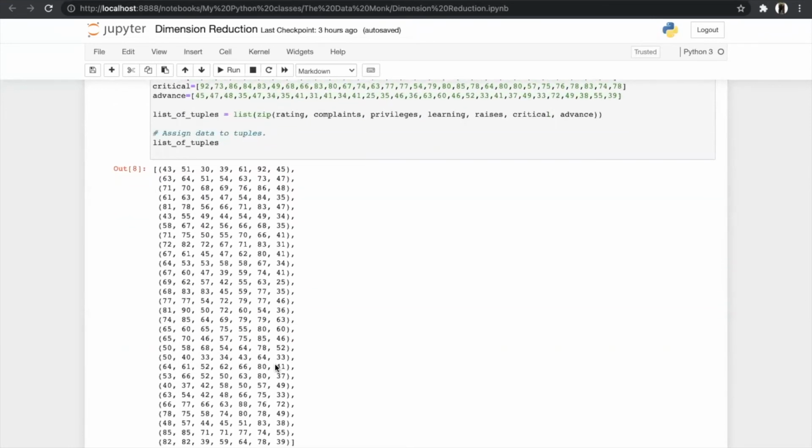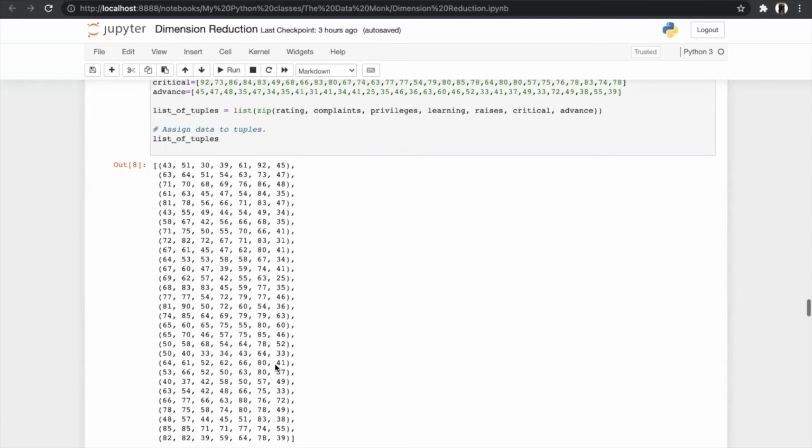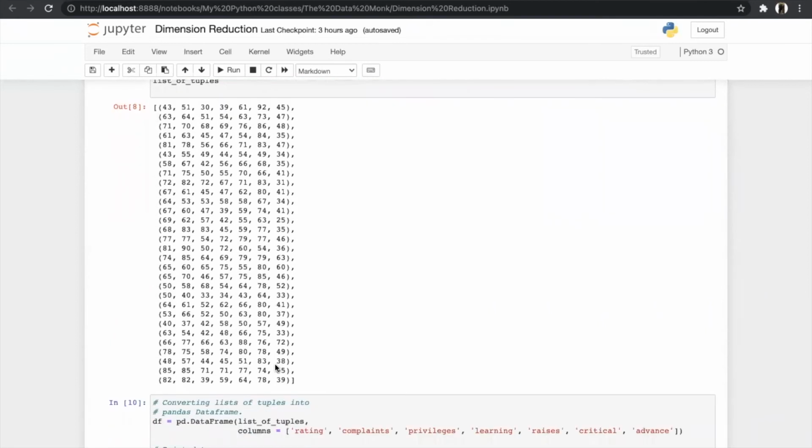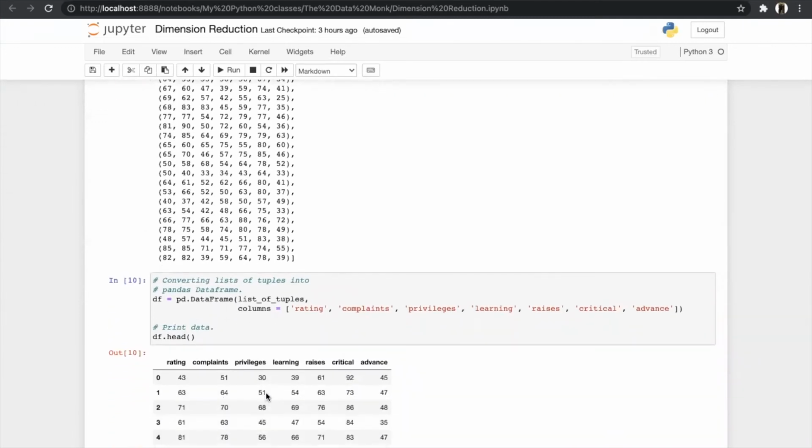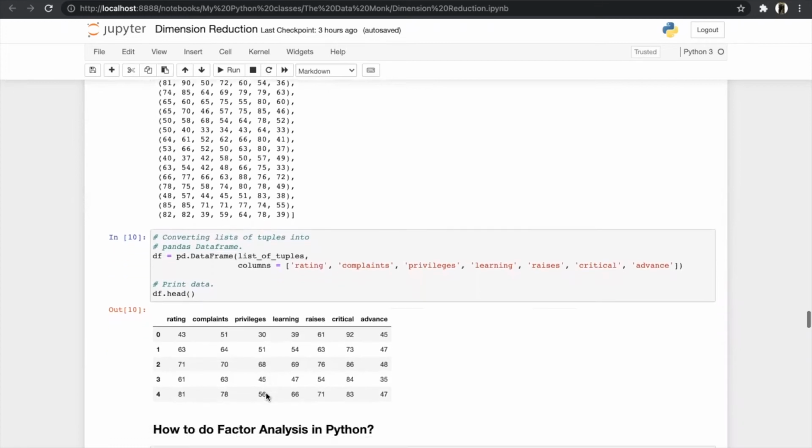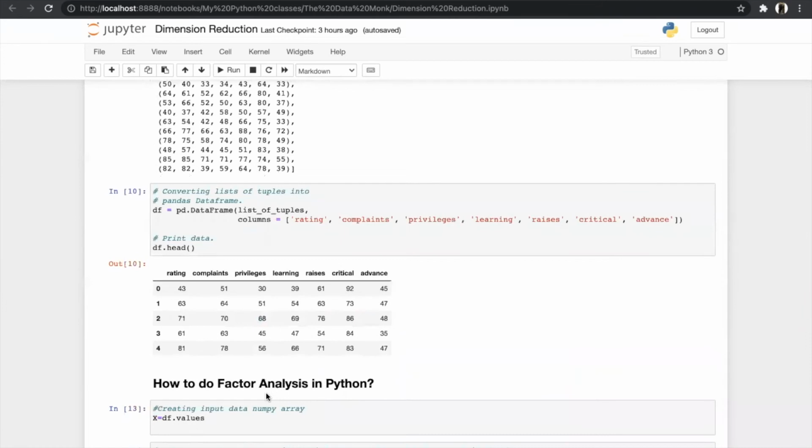Our next step is to convert this list of tuples into our data frame. So we use pd.DataFrame to convert our list of tuples, and we have named our columns rating, complaints, privilege, learning, raises, critical, and advanced. Then we have printed our data head. This is what our data looks like, and we will work on this data frame in the further algorithms. So first we will see how to write the code for factor analysis in Python.